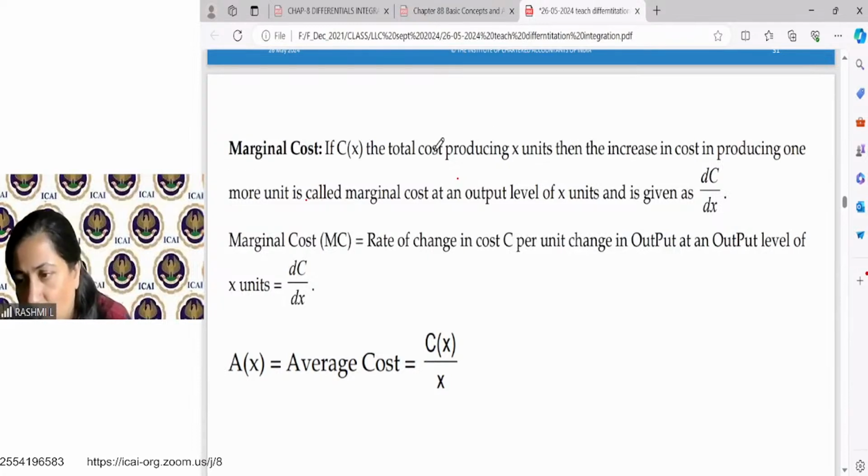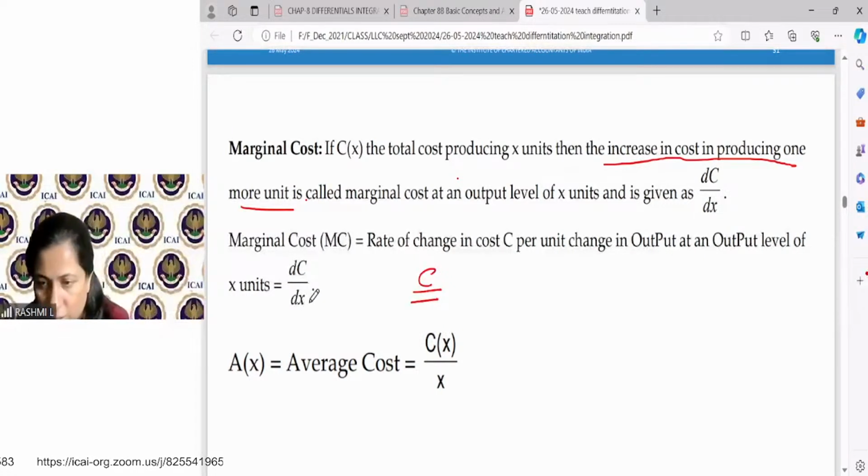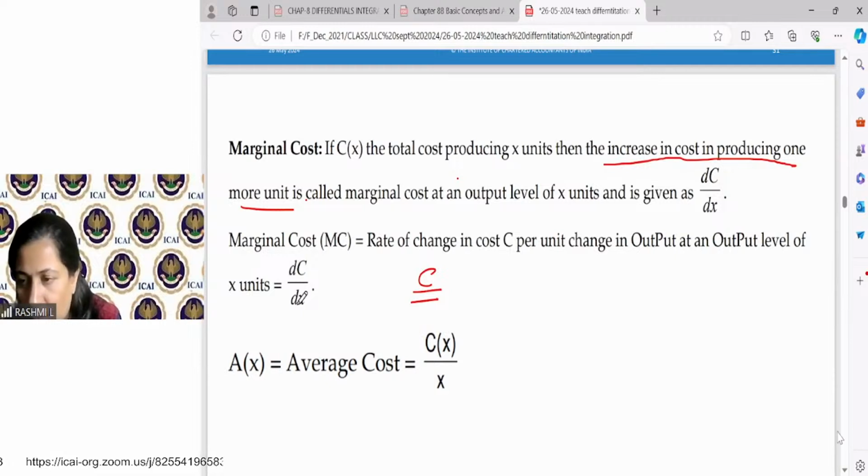So what is marginal cost? It is the increase in total cost when producing one more unit, and it is called the marginal cost. So whatever your cost function is given, this is the cost. Divided by the total number of units, you will get the marginal cost. So dc by dx. And average cost is c(x) upon x. So average cost is simple.